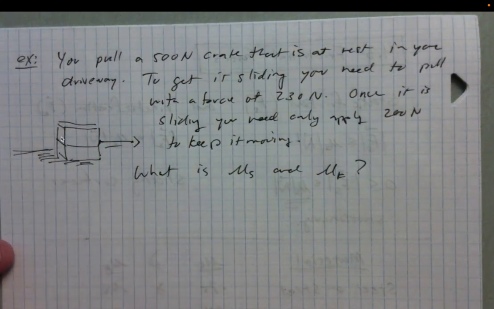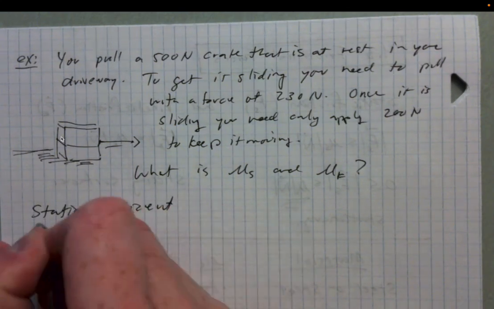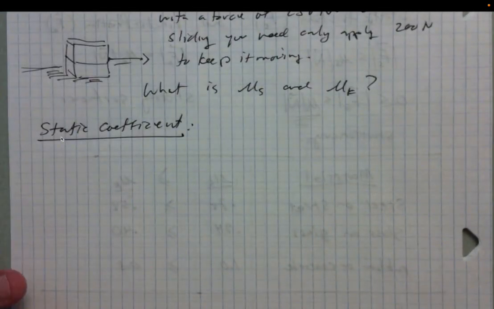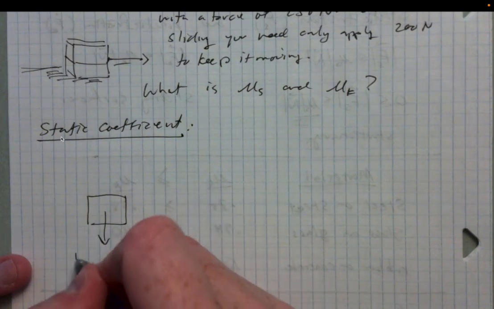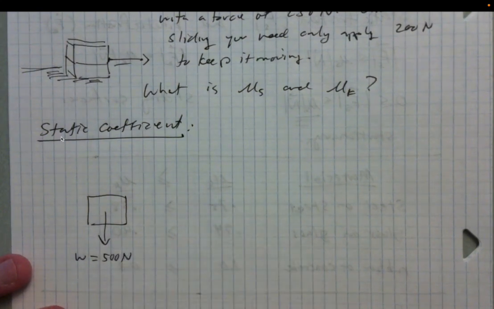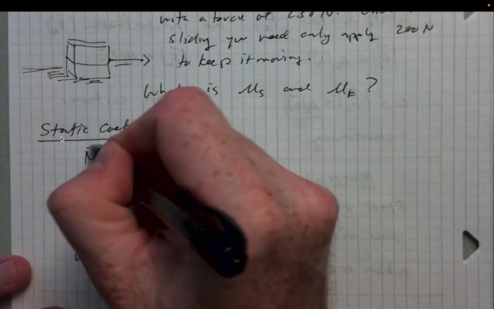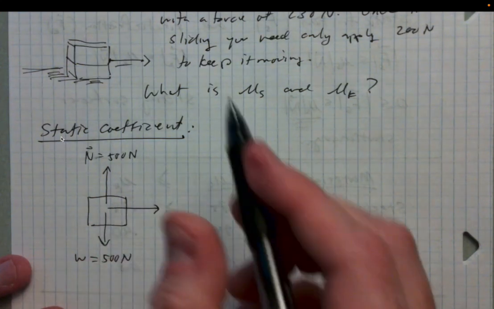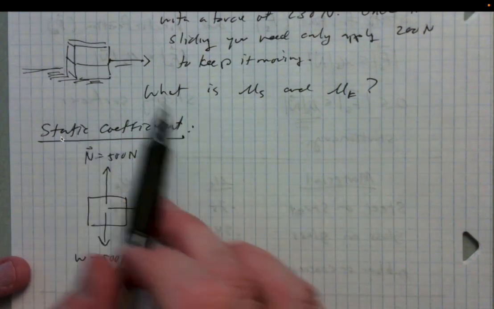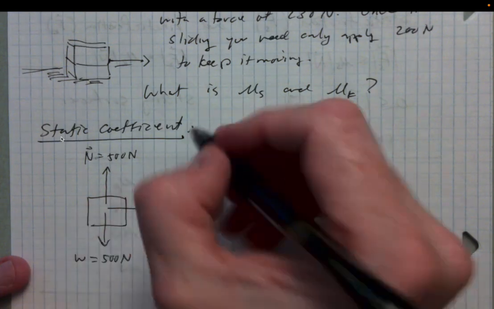Let's look at the static coefficient first. Now, what does the free body diagram look like? Well, I've got this crate. There's a weight here of 500 newtons, and I'm just going to use basic notation. I'm not going to worry too much about the vectors. And there's a normal force opposing that of 500 newtons as well. I'm pulling on the crate, and the way that we're going to figure this out is we're going to think about the free body diagram at the instant, just the instant before the crate begins to slide.